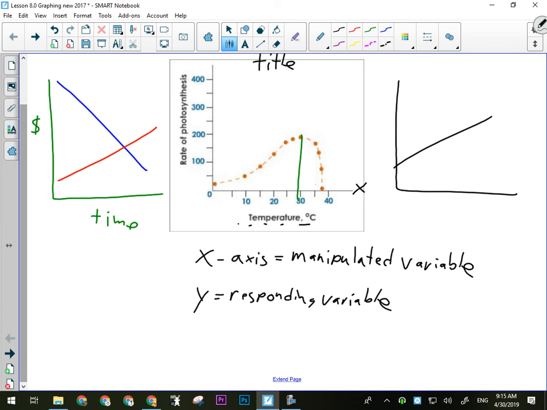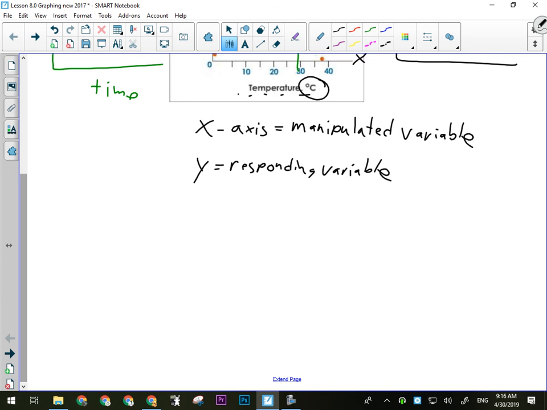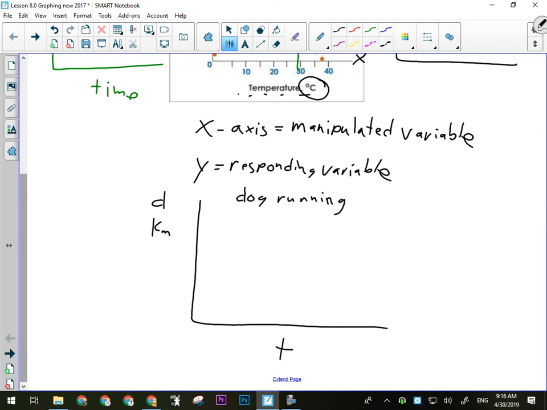Okay, so what we need to understand here is that, yes, we've got to have that stuff. Our axes need to be labeled. They need to have units. Otherwise, and I've seen this actually happen on a graph, somebody had a graph with a good title, like dog running or something like that, and they had time down here, and then they had distance here, and the distance was in kilometers.